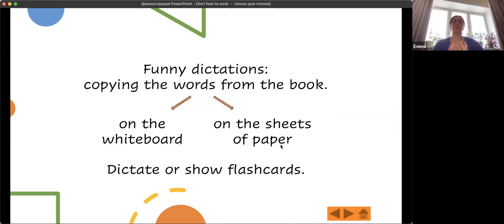Yeah, I agree that we need to have some fun dictations, and this is my example. They can copy the words from the book. You put one or two books in front of them on the desk, and they can write on the board or on sheets of paper attached to the board. They run to the book, look at the word, and write this word. You can dictate or show flashcards, but they have to find the word in the book.